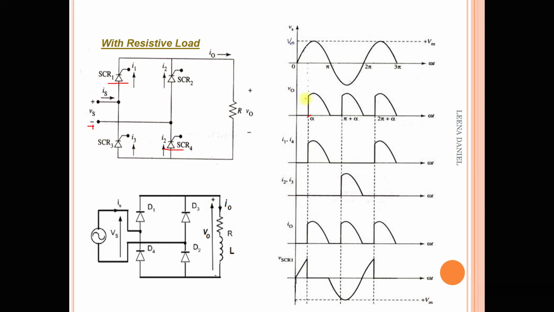So in case of diode, we get the full wave like this. I am just drawing like this. We get the output in case of diode, but in case of SCR, we get the output according to the firing angle. These are the waveforms for the output current and the thyristor currents.